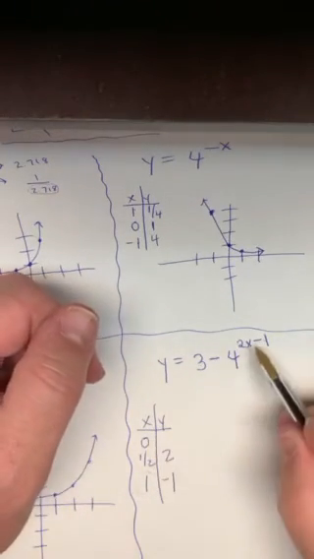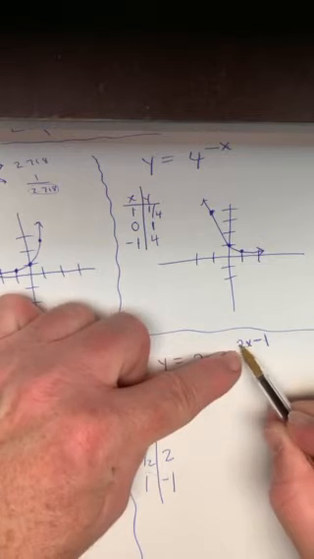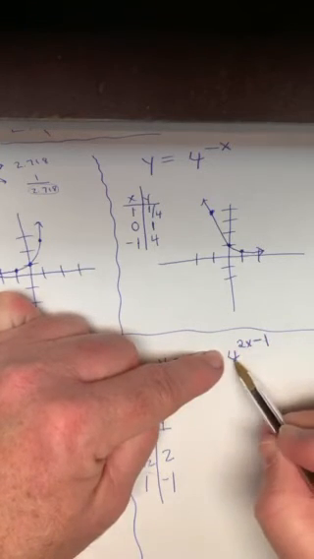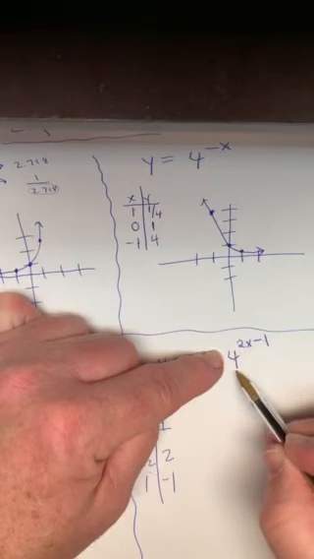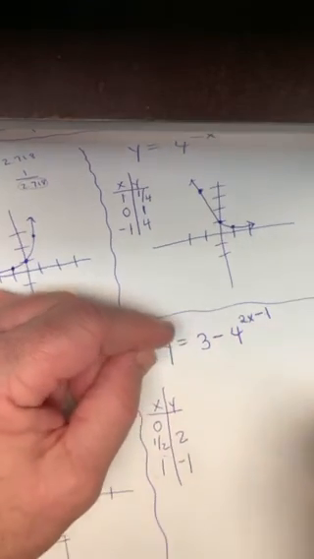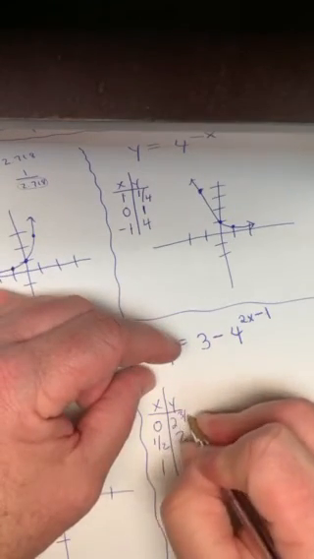Finally, plug 0 in for x. 2 times 0 is 0. 0 minus 1 is -1. 4 to the negative first is 1/4. And 3 minus 1/4 is what? 2 3/4.